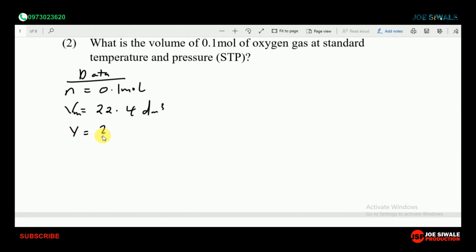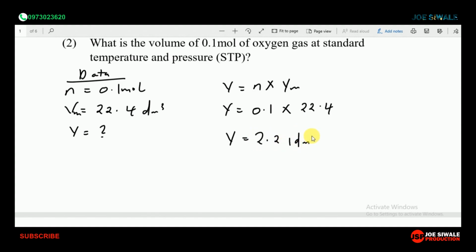We don't know our volume, so we're going to say volume is equal to number of moles multiplied by molar volume. The volume is equal to the number of moles, 0.1, multiplied by the molar volume, 22.4. So the volume is going to be equal to 0.1 multiplied by 22.4, and we are going to have 2.24 cubic decimeters.